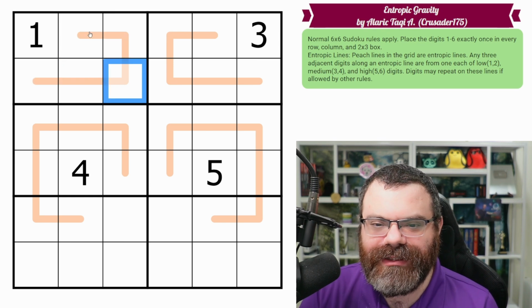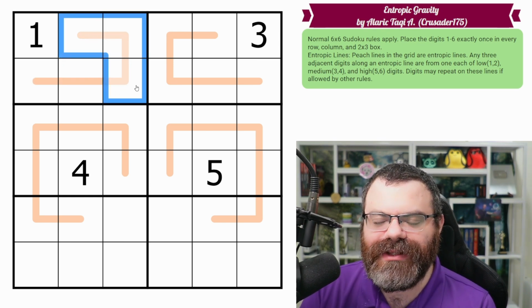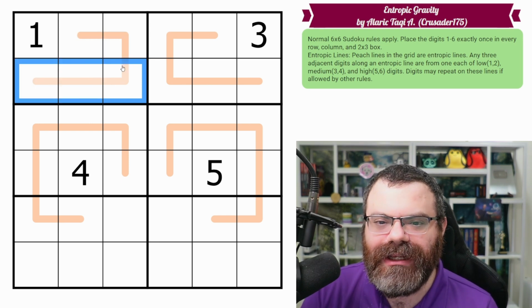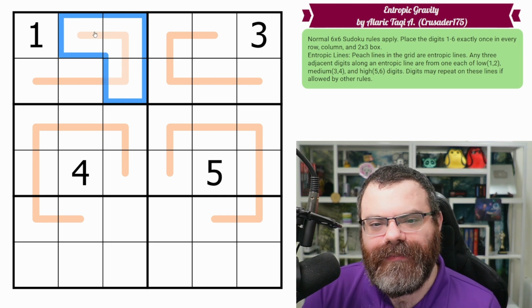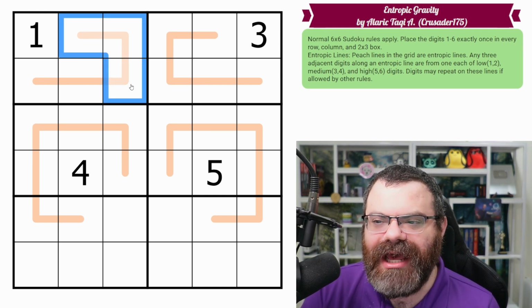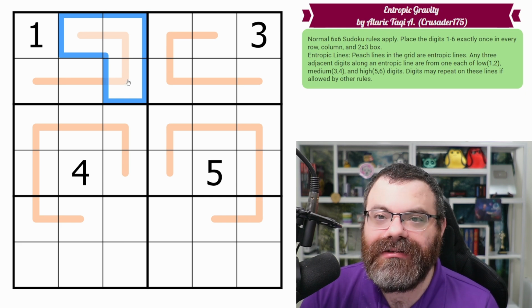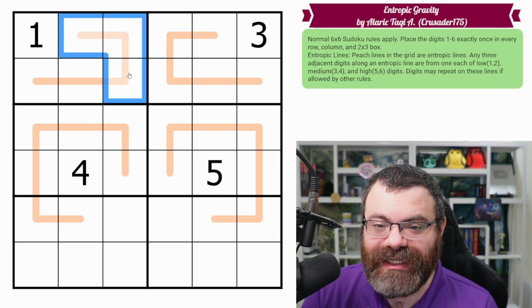These are entropic lines. So what you do is you take any group of 3 adjacent digits on the line. So this would be a group, this would be a group, this would be a group. So they do overlap each other, and that's on purpose. But any group of 3 on the line is going to have one of each of a low digit, a medium digit, and a high digit. Low digits are 1, 2, medium digits are 3, 4, and high digits are 5, 6.